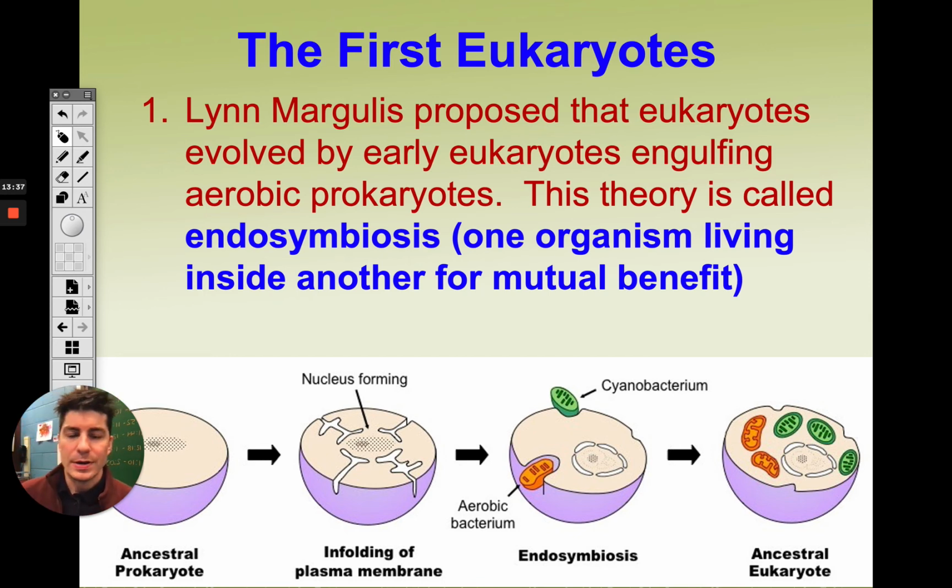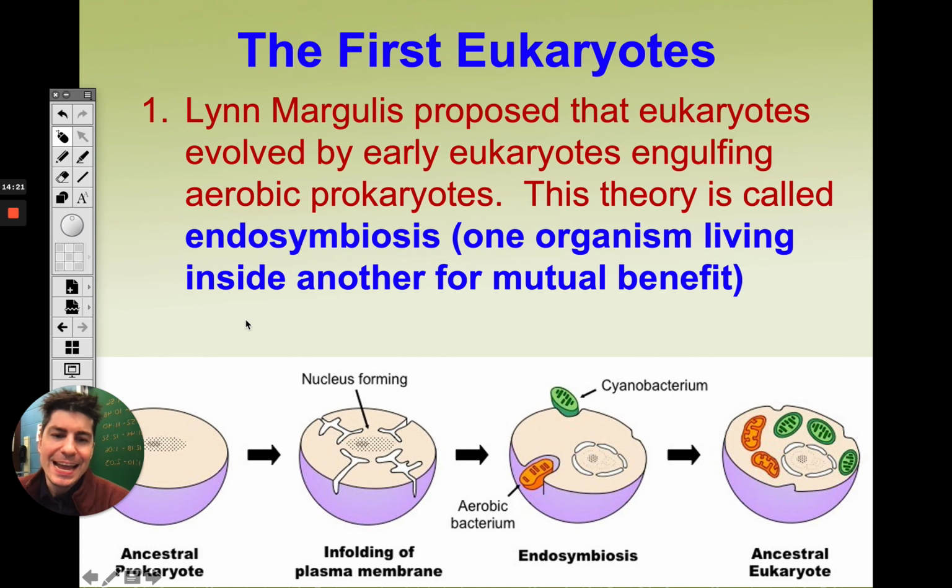Okay, so now we're going to talk about the rise of eukaryotes. So far we started just talking about prokaryotic cells. So Lynn Margulis proposed that eukaryotes evolved by early eukaryotes engulfing aerobic prokaryotes. So we had these prokaryotes that breathed pretty much, and they were just kind of chilling there. They could live on their own, but they weren't having the best life. So what happened here, guys, is we think that our early eukaryotes, where we started to have some of our organelles, actually engulfed some of these prokaryotes. In other words, they ate them.